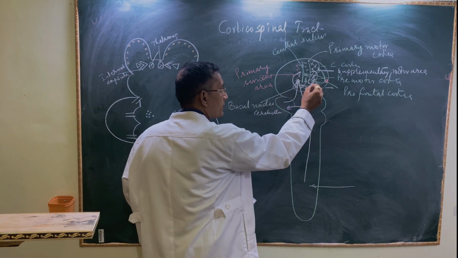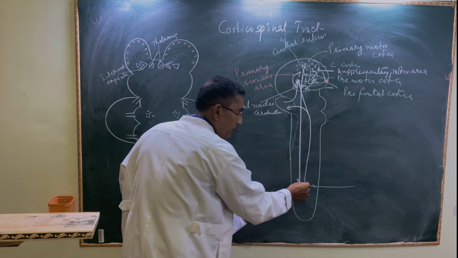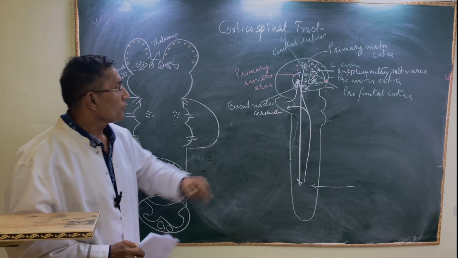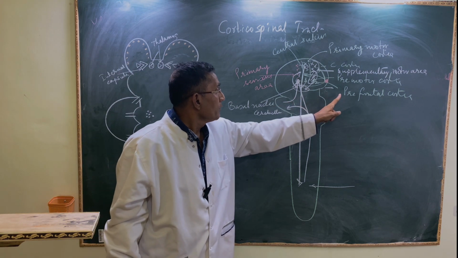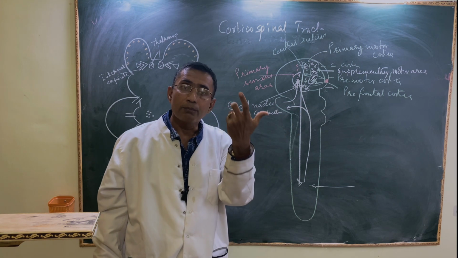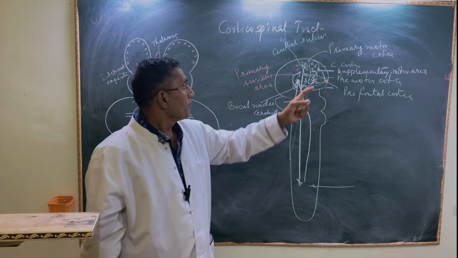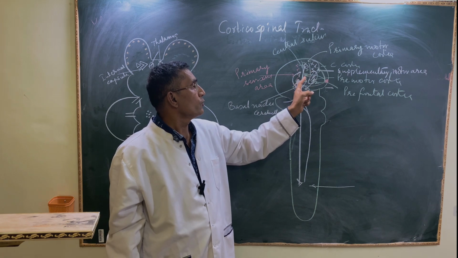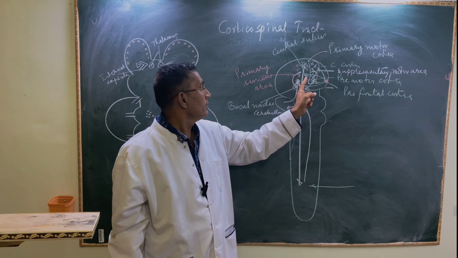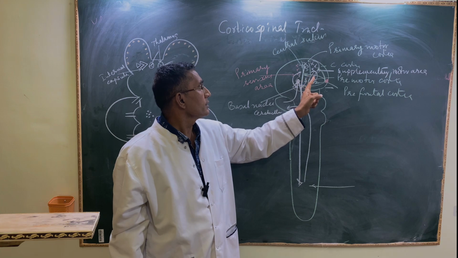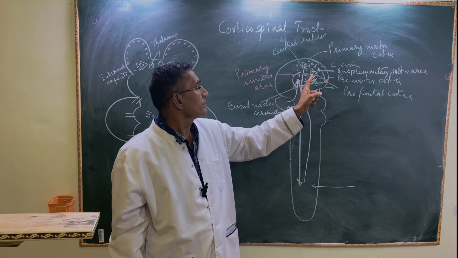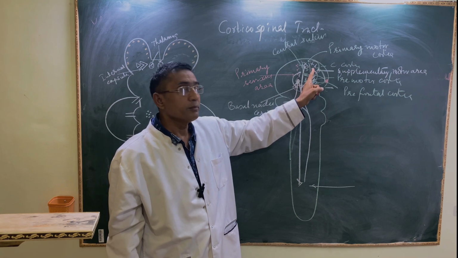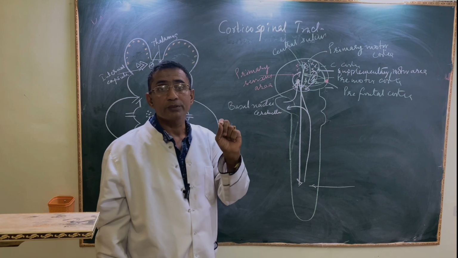And then the final output is being conveyed through the corticospinal tract. So I am repeating again, a plan is formed in the prefrontal cortex. After it is formed, this prefrontal cortex involves four areas: primary sensory area, then primary motor cortex, then premotor cortex, then supplementary motor areas. Every area has got a specific function.